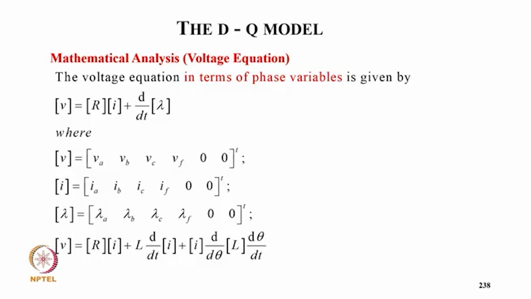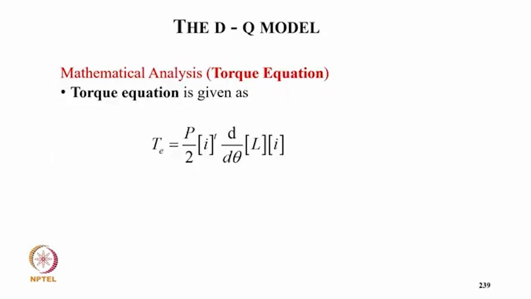Then we have the volt-ampere equation in phase variable: V matrix equal to Ri plus d/dt of lambda, where V is the vector VA, VB, VC, VF, and 0 volt is applied to the damper, so 0, 0. I equals IA, IB, IC, IF, 0, 0 under steady state, and lambda equals lambda A, lambda B, lambda C, lambda F, 0, 0. Then V becomes equal to Ri plus L di/dt plus i dL/dθ times dθ/dt, and the torque equation is T equal to P by 2 i transpose dL/dθ into i.